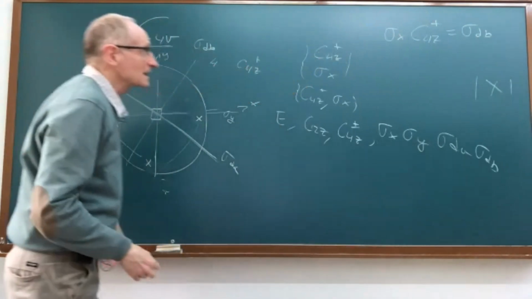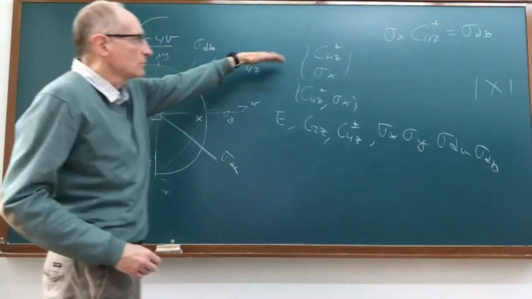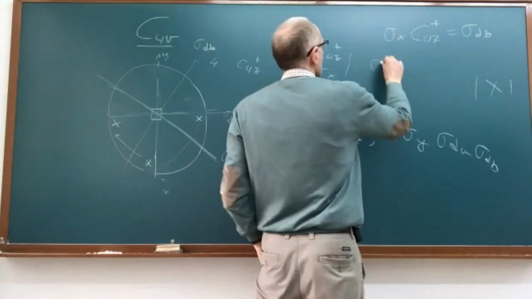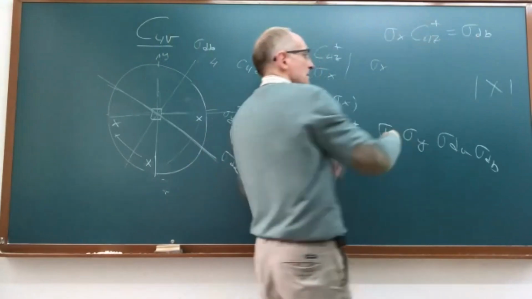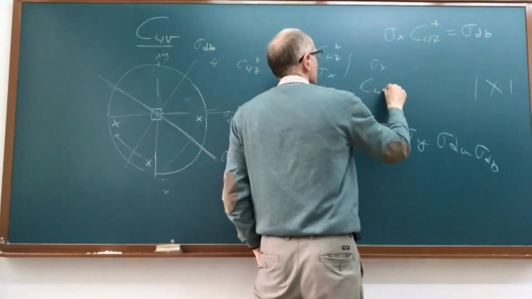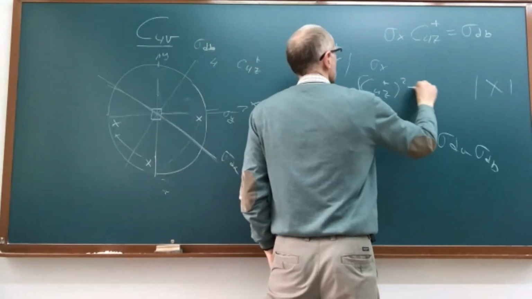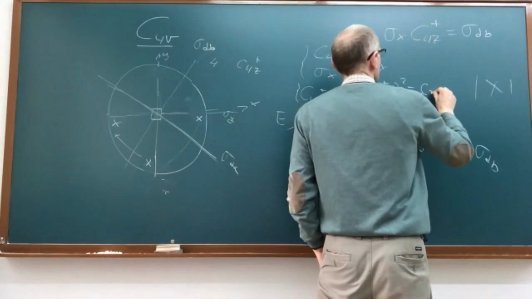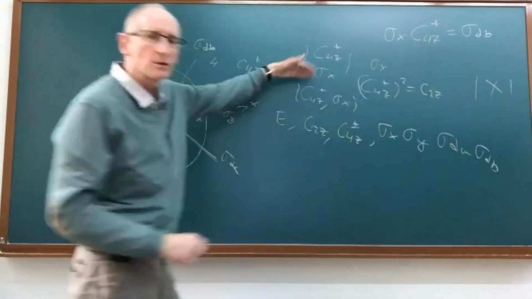You can check that any element in the group can be obtained by operating with these two things in different ways. You may have to take powers, for instance, C4 squared is C2. So the generators are algebraic generators, okay?